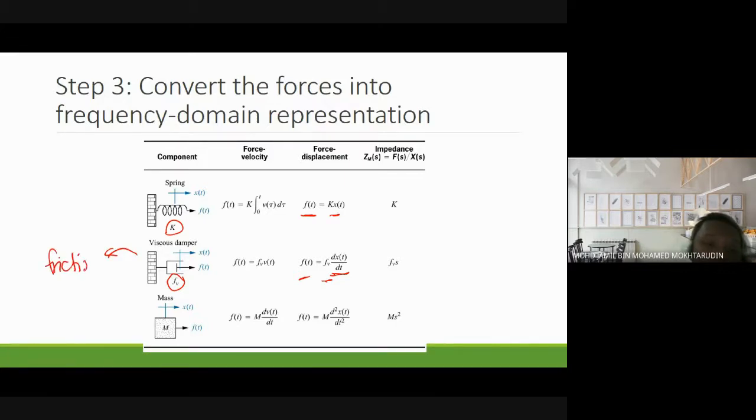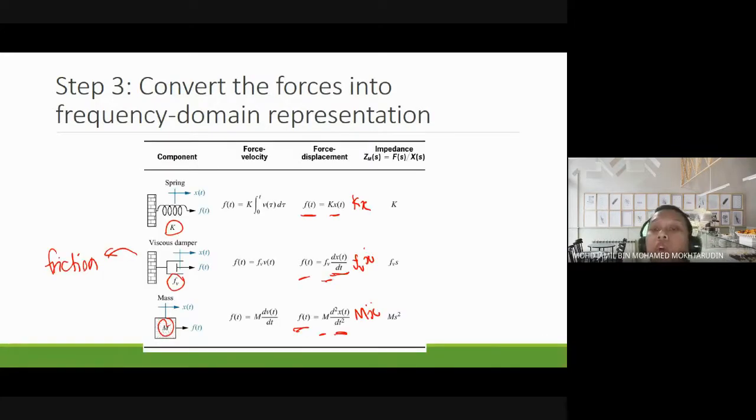Friction and damper have the same formula, which is force equals the constant times velocity. And for mass M, the force will be mass times acceleration, ma. So for the spring, F equals kx; for the damper, F equals Fv times x dot; and for the mass, F equals ma, or m times x double dot. So kx, Fv x dot, and m x double dot.